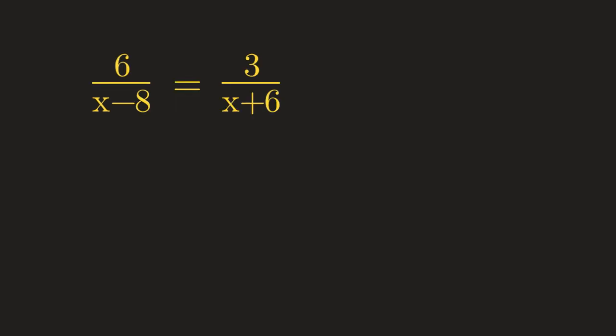All right, let's go to this one. 6 over x minus 8 equals 3 over x plus 6. Jot it down. How many distributions do we have here? 2. We have 2 distributions here, okay? And again, guys, it doesn't matter which one you do first. This time I'm going to go here first.